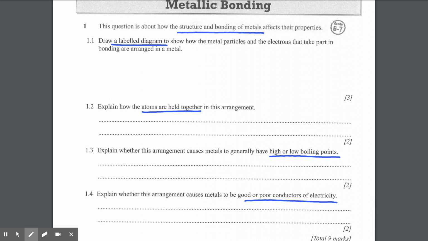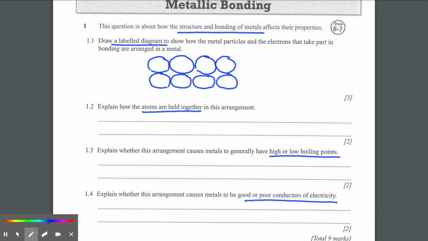So what we'll do is we'll get straight into drawing the structure, and we'll draw a nice regular arrangement of solid particles. Okay, we'll draw 8, we'll do a 4x2 grid, and this structure, once we've got it, allows us, as we're going along, to explain each of the 3 subsequent questions.